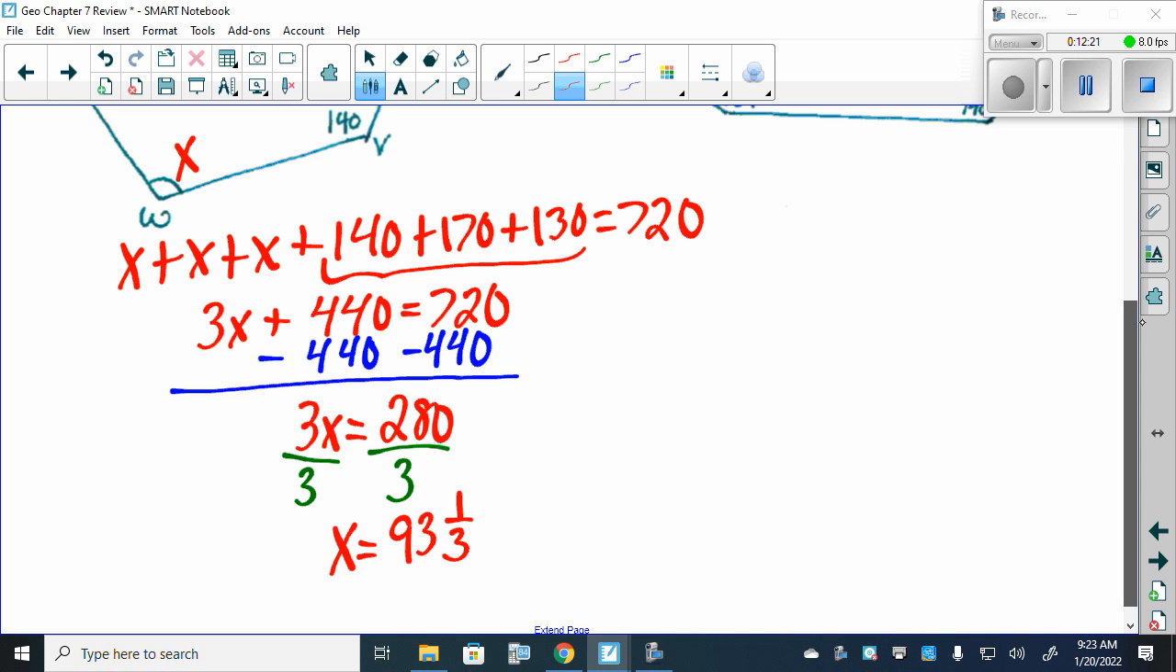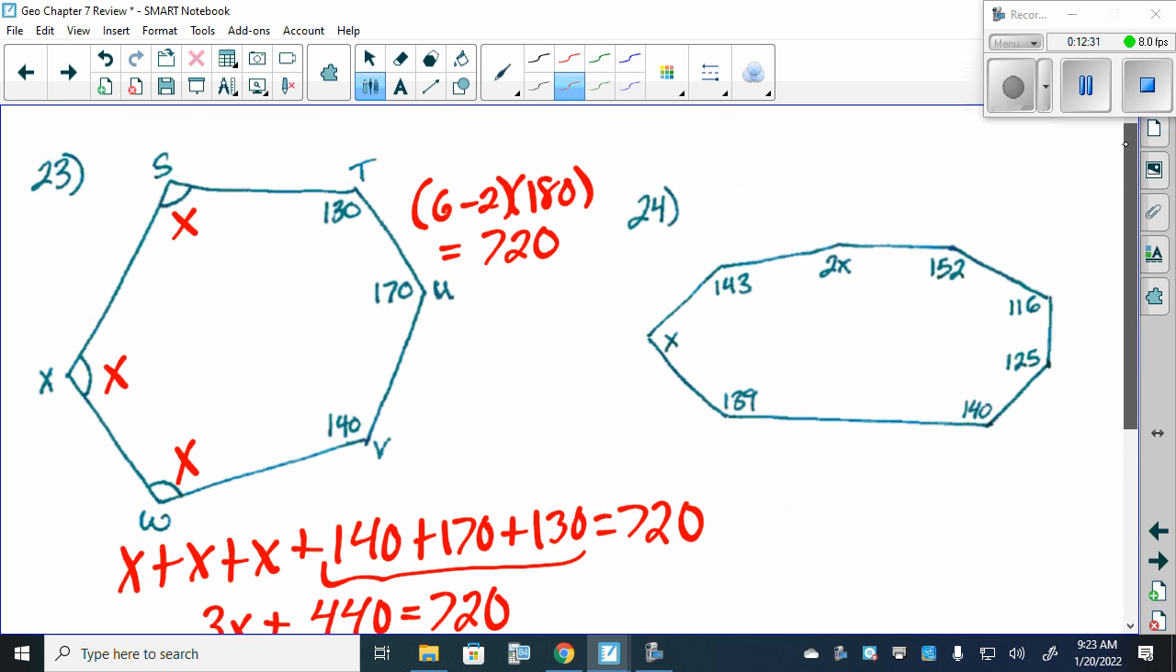I have to look at the test itself. Any questions on this here? Is there another one of these that y'all want to look at? 24?